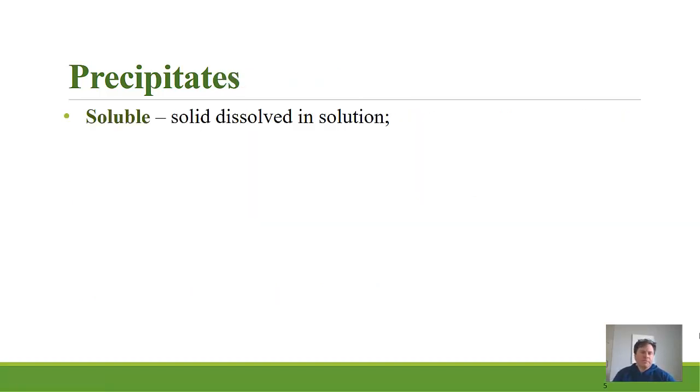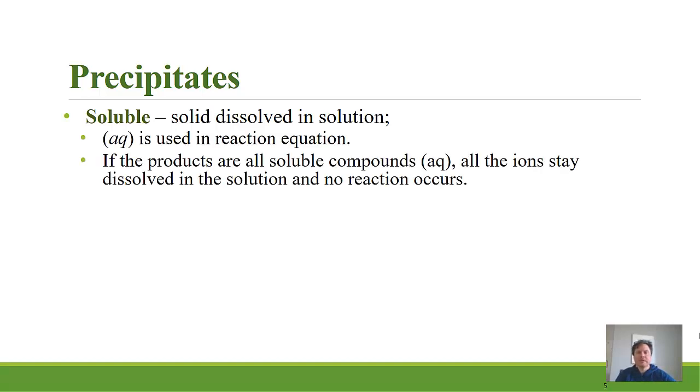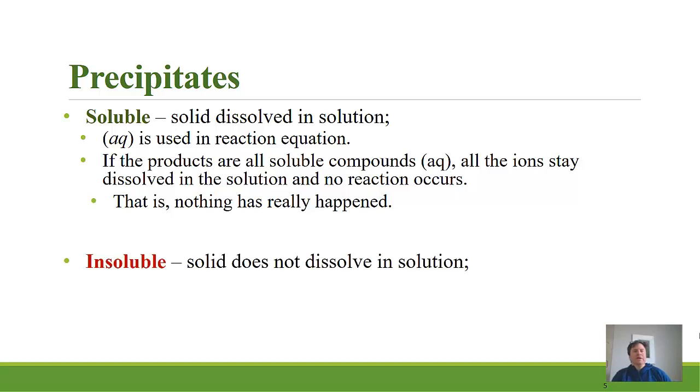A couple of terms to get re-familiar with. Remember, soluble means something is dissolved in the solution. It breaks apart, and we use AQ to represent this. As we said earlier, if all the products are soluble, the ions stay dissolved in the solution and no reaction takes place. That's what we talked about when we did our reaction types. Nothing really happens because they were dissolved to start with, and they end up dissolved and just floating around afterwards.